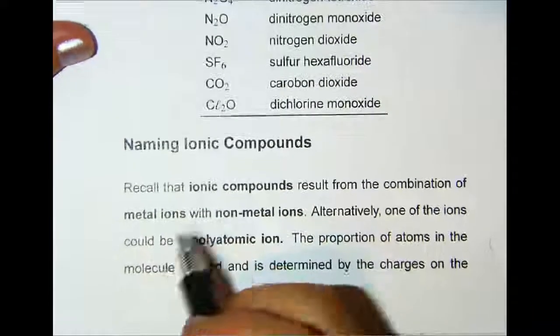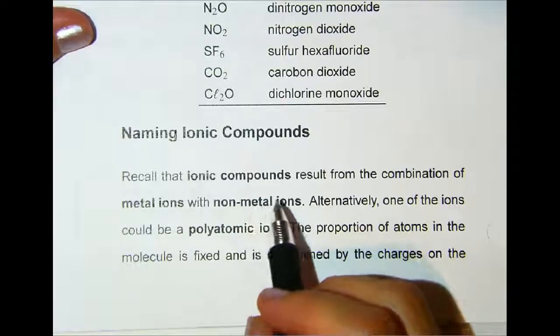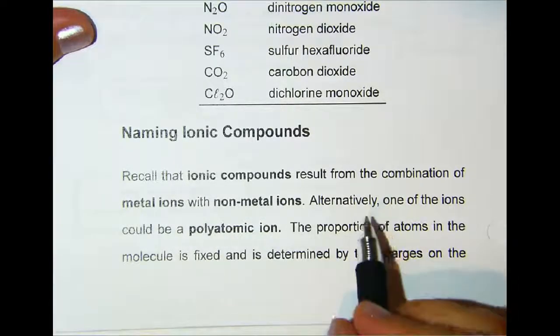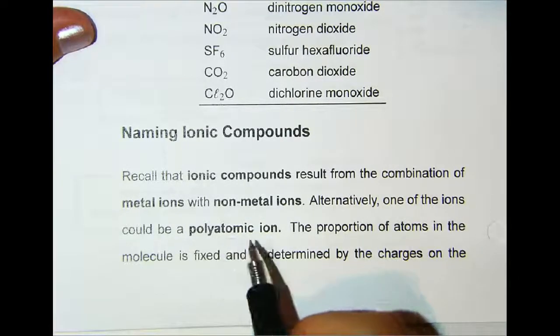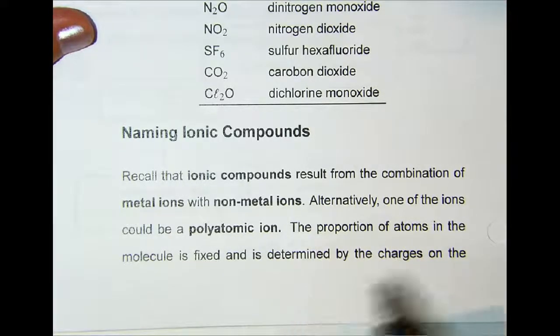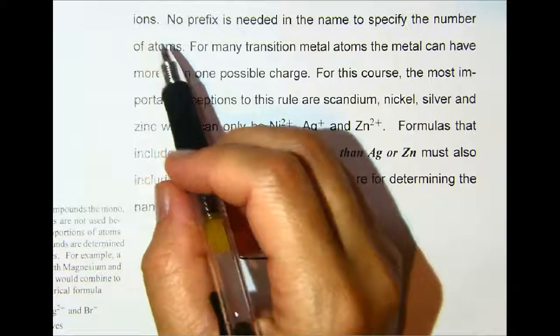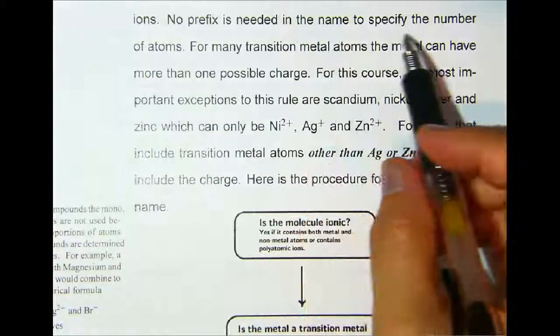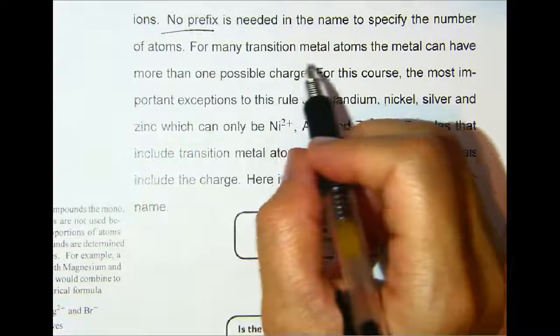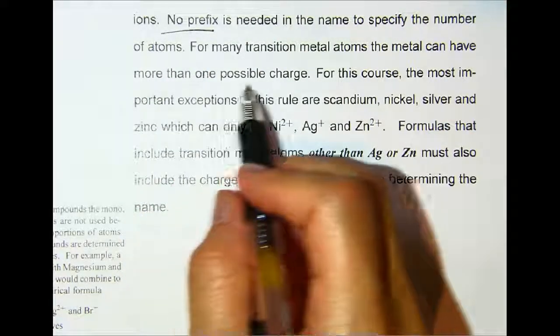Naming ionic compounds. Recall that ionic compounds result from the combination of metal ions with nonmetal ions. Alternatively, one of the ions could be a polyatomic ion. The proportion of atoms in the molecule is fixed and is determined by the charges on the ions. No prefix is needed in the name to specify the number of atoms. No prefix. For many transition metal atoms, the metal can have more than one possible charge.